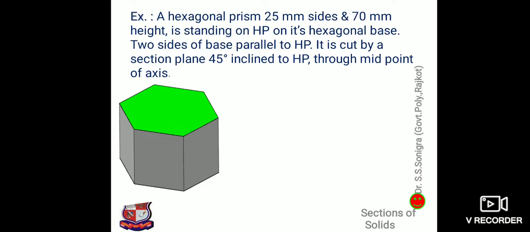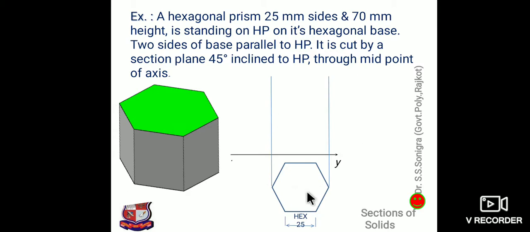Now I have read the first line and will draw it. 25 mm sides, draw the xy line, then draw a hexagon below the xy line in such a way that two sides are parallel to the xy line, because it is given here that two sides of the base are parallel to the horizontal plane. So draw a hexagon below the xy line with two sides parallel to it. The side length is equal to 25 mm.